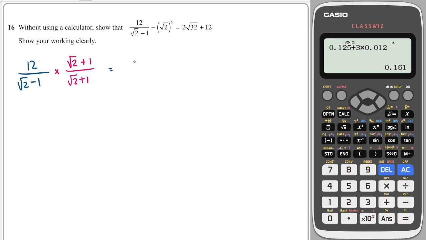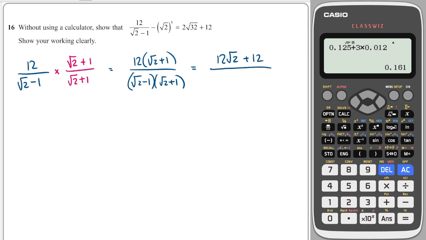Okay, so the top becomes 12 lots of root 2 plus 1. And the bottom becomes root 2 minus 1, root 2 plus 1. Multiplying out the brackets on top, I get 12 lots of root 2 plus 12. And the brackets on the bottom, root 2 times root 2 is 2. Then you're going to get root 2 times 1. And you're going to get root 2 times minus 1. And then you're finally going to get minus 1 times 1, which is just minus 1.